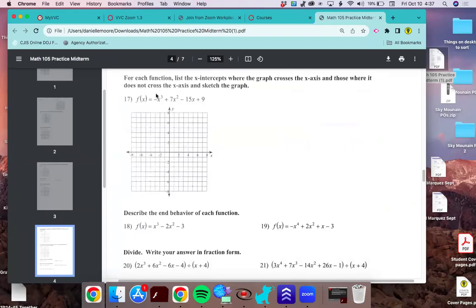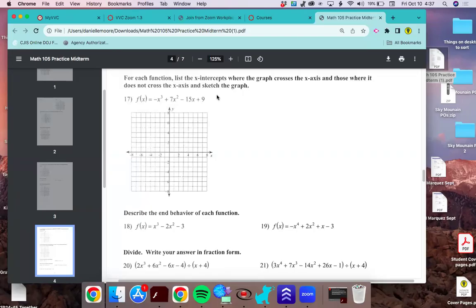Okay, for each function, list the x-intercepts where the graph crosses the x-axis and those where it does not cross it. That's kind of the things we are talking about already, but they're just more zeros to be found and some tougher things to do. So then let's see how this goes.